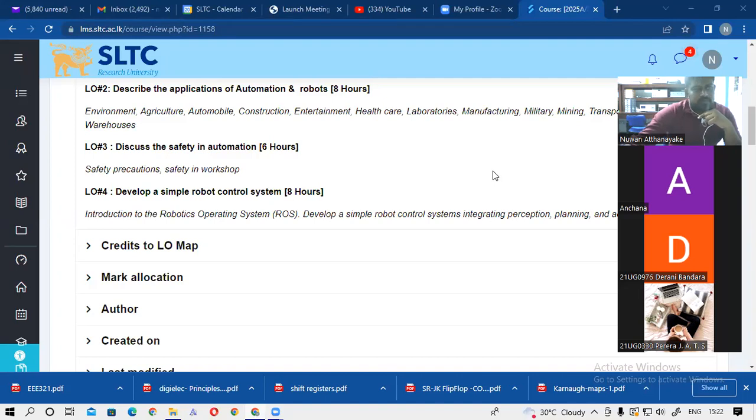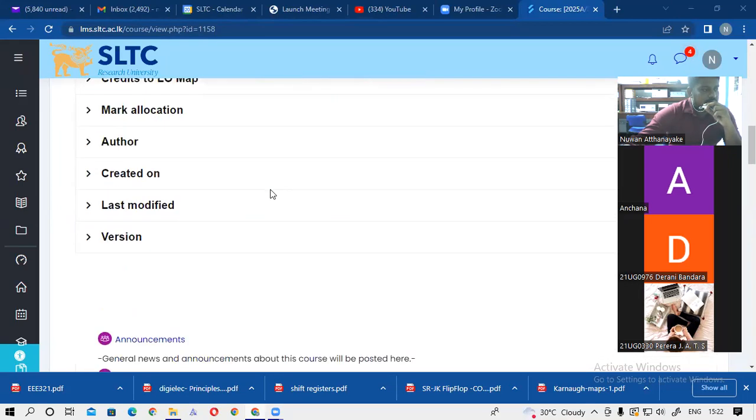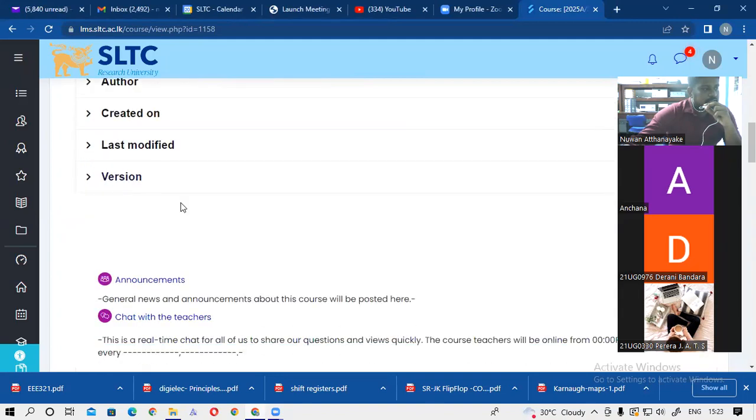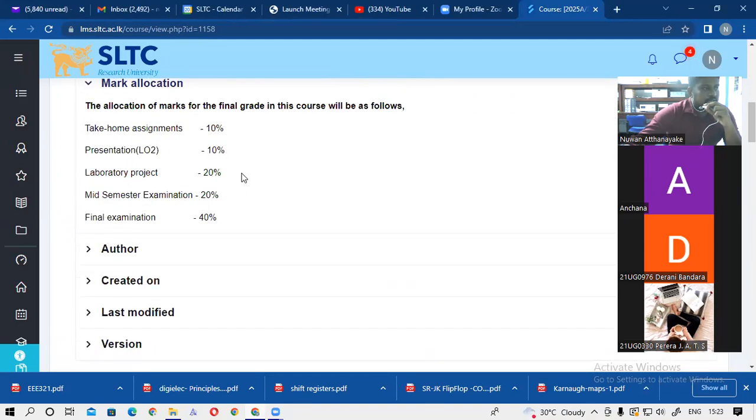Do you have any problem? If you have any problem, you can ask me. Do you have any concern with this information, with these learning outcomes, especially about this mark allocation? Do you have any suggestion or any question? You can raise it. What do you think? I hope this will be okay.